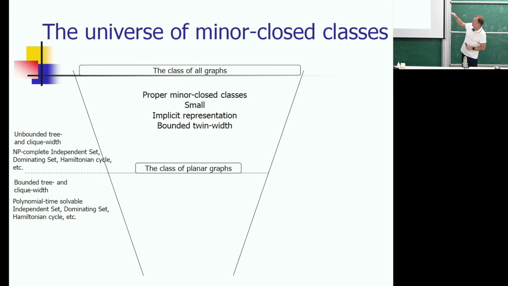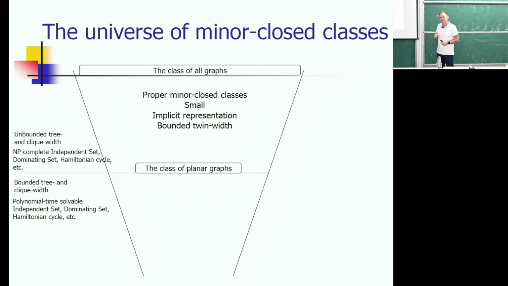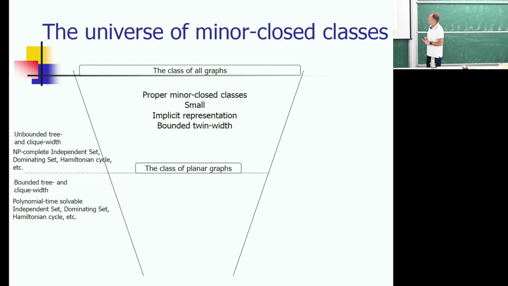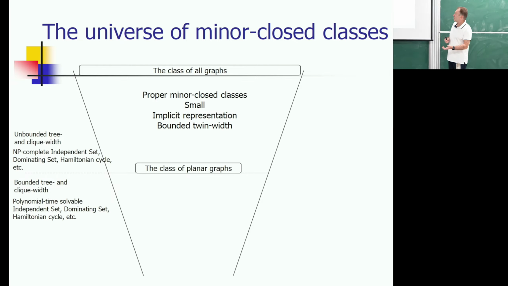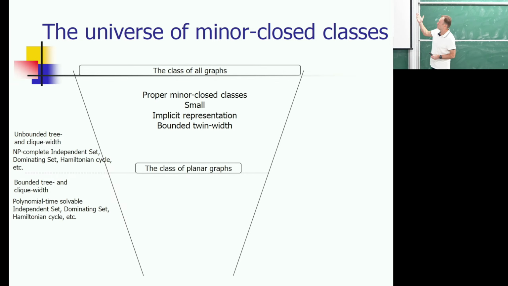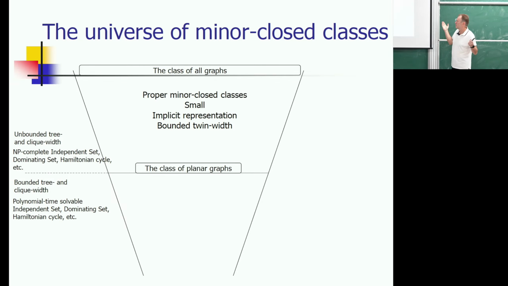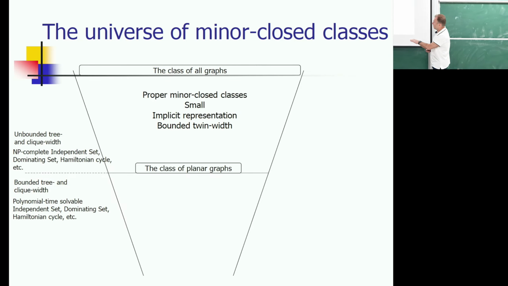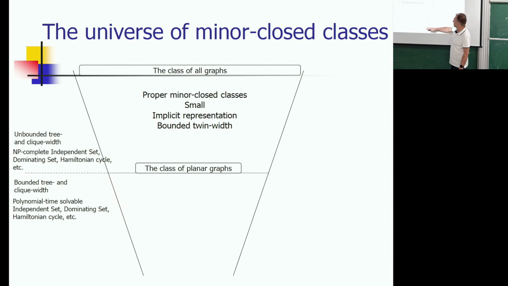Let's look at the borderline separating the class of all graphs, which is a minor closed class of graphs, from all proper minor closed classes. We know that any proper minor closed class of graphs is small, whatever that means. It has something to do with the number of graphs in the class. Every proper minor closed class admits an implicit representation and has bounded twin width. But the class of all graphs, of course, is not small. It does not admit an implicit representation. Twin width is unbounded. Now let's look at the other side of this universe, of this hierarchy.